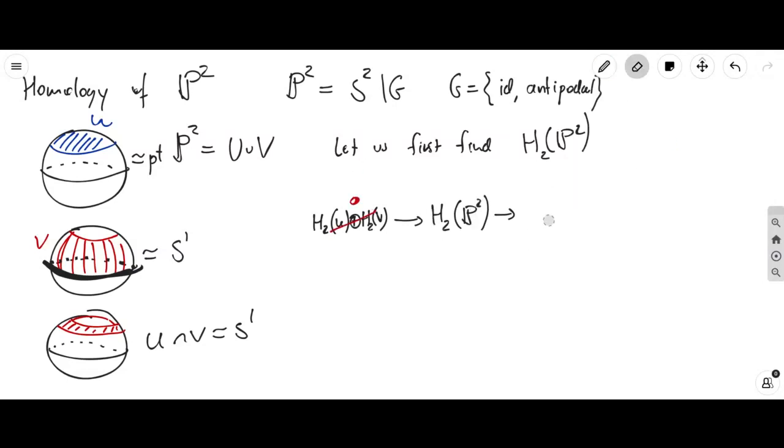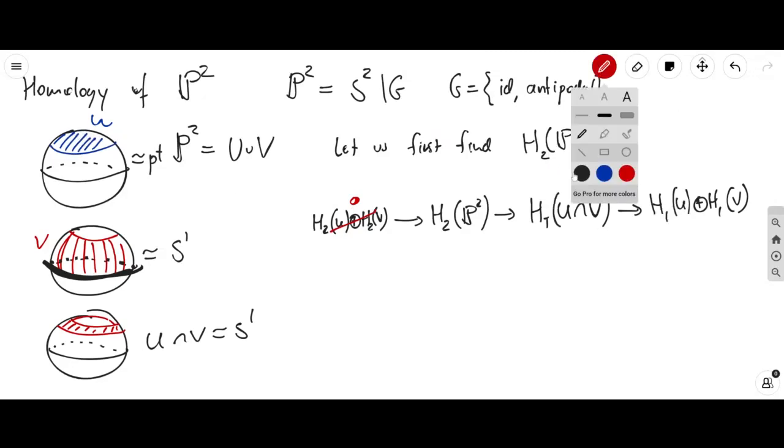Now you have H2 of P2 going into, now you have the lowering of dimension map, H1 of U intersect V, and then this goes into H1 of U plus H1 of V. Now, H1 of U is easy to understand, because that's just a point, so its first homology is trivial. Whereas H1 of V is homotopic to a circle, so its homology is isomorphic to the integers. So here you're getting the integers.